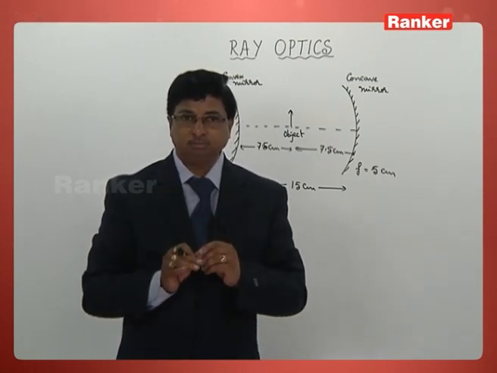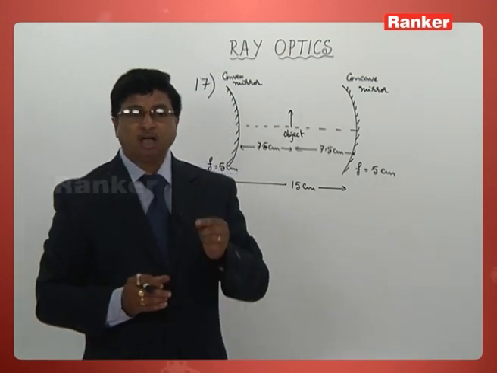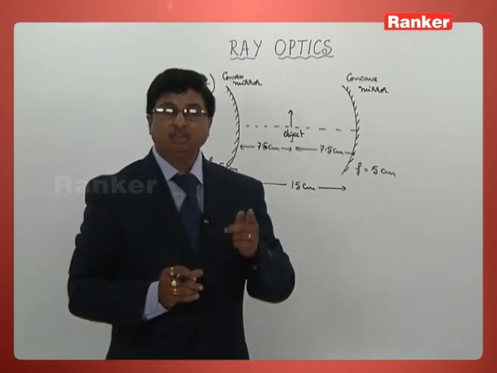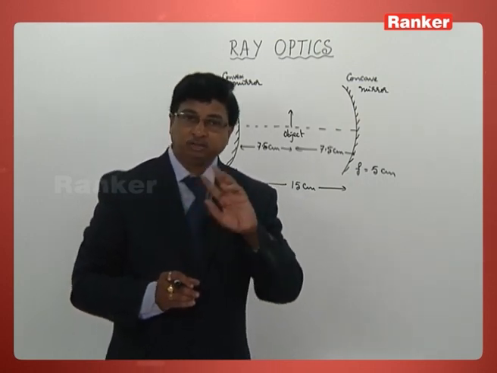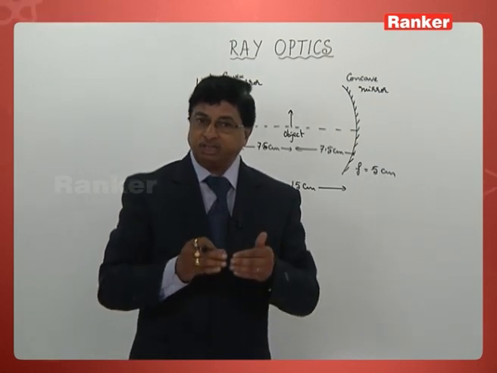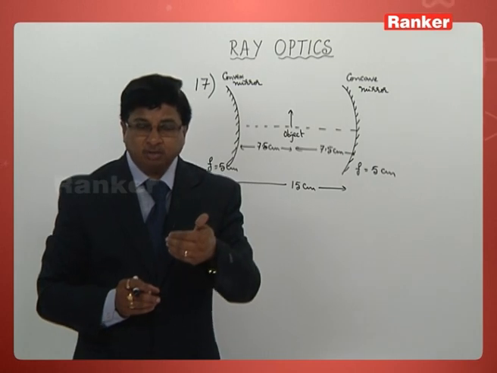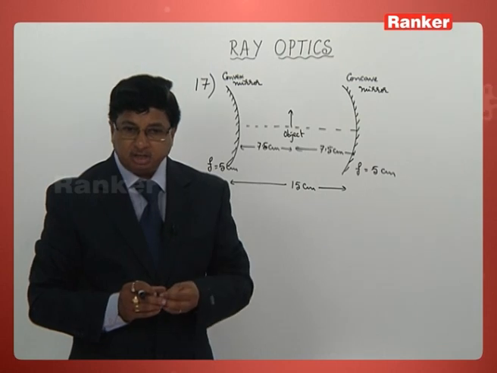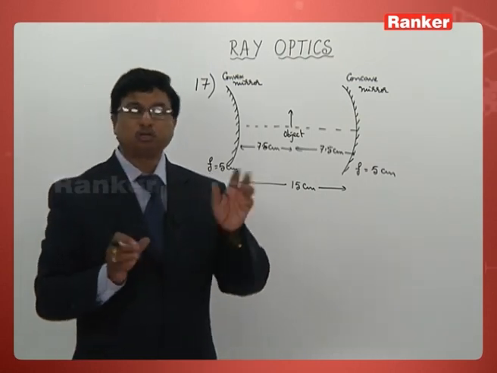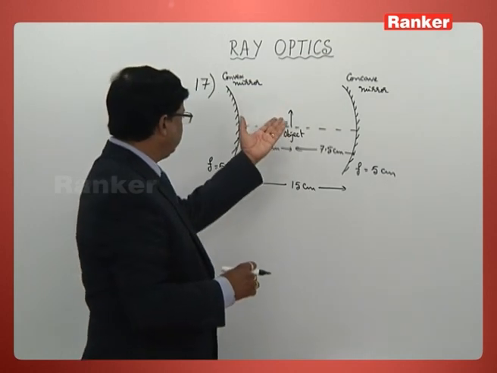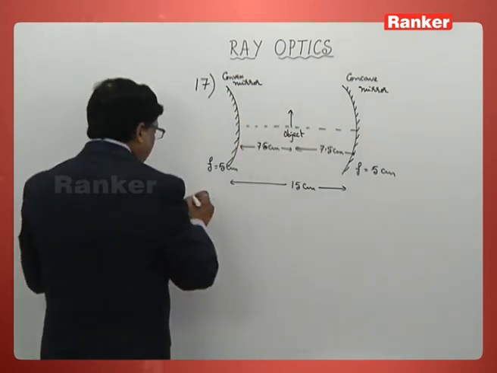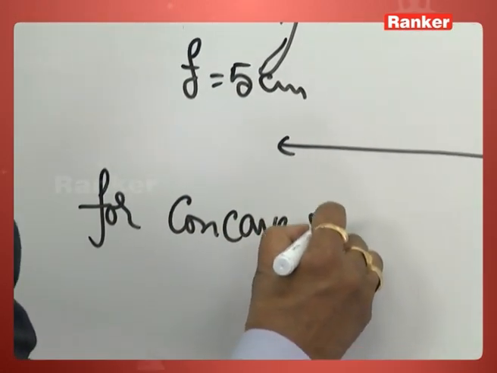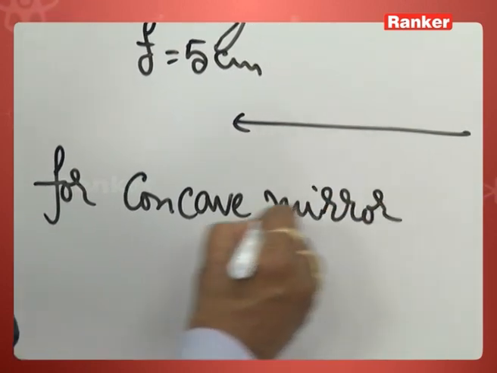The position of the final image is where? He is giving us 4 options. On the pole of the convex mirror, that is the first option. On the pole of the concave mirror, that is the second option. At a distance of 10 centimeter from the convex mirror, that is the third option. At a distance of 5 centimeter from the concave mirror, that is the fourth option. So let us finalize which is the correct option. Now, for the concave mirror, let us write what data is given to us.